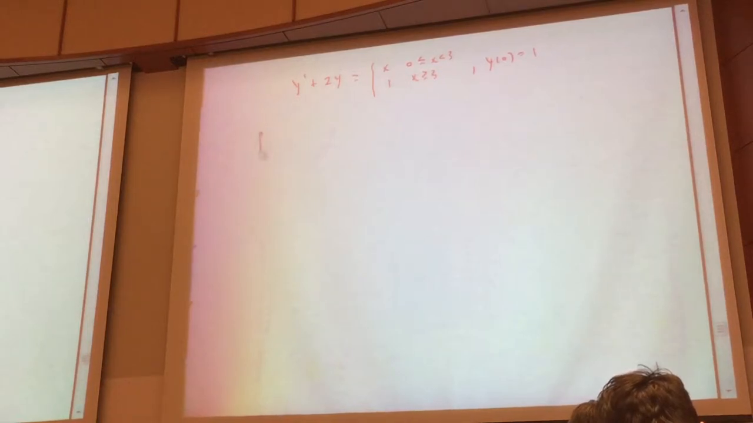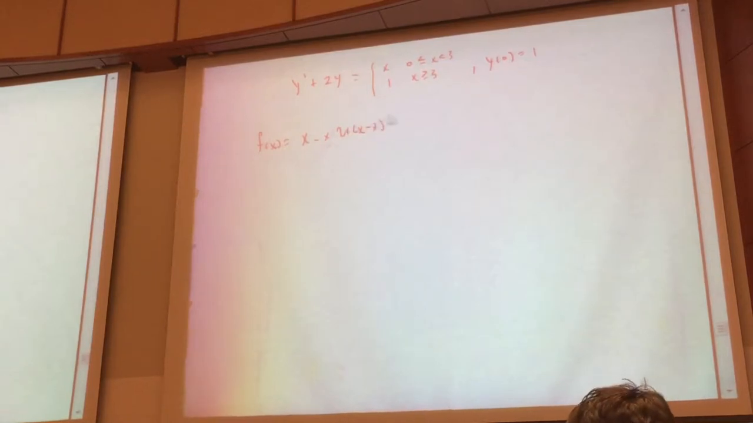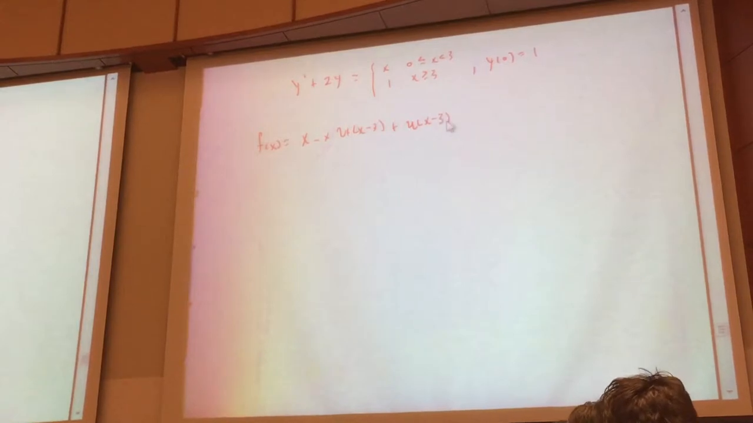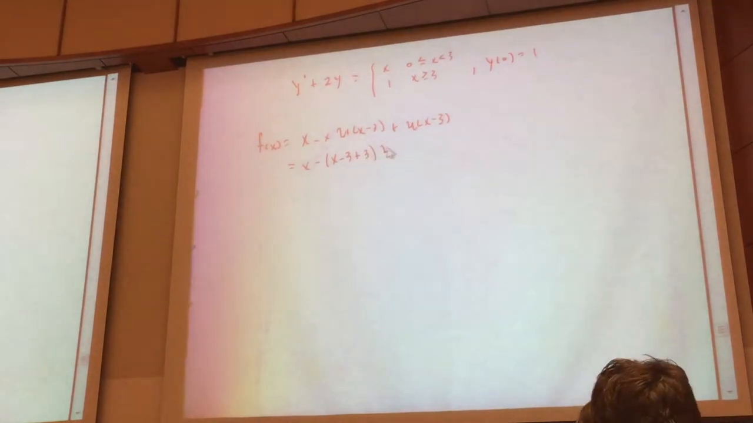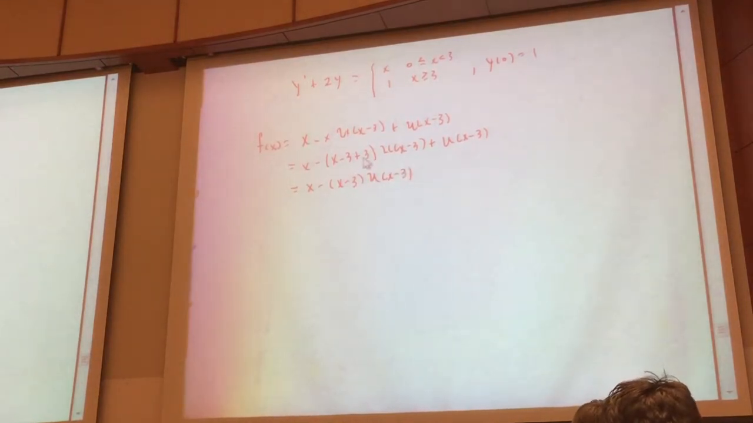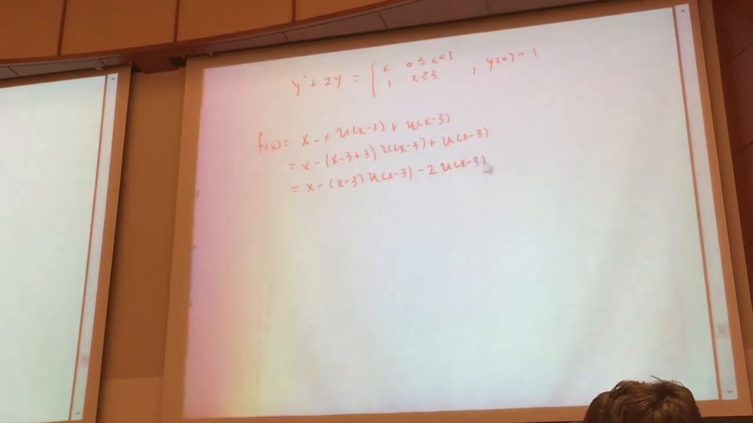This here, f of x, in terms of the unit step function, is x minus x u of x minus 3 plus u of x minus 3. Right? x until I get to 3, and then I have to drop the x and add a 1. I can't take the Laplace transform until I write this as x minus (x minus 3 plus 3) u of x minus 3 plus u of x minus 3. And then I clear the parentheses, keeping the x minus 3 as a term. This will be minus 3u plus 1u is minus 2u of x minus 3.